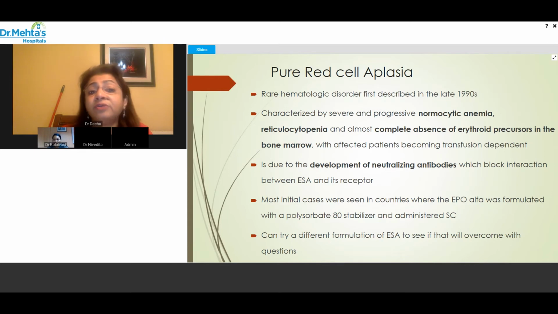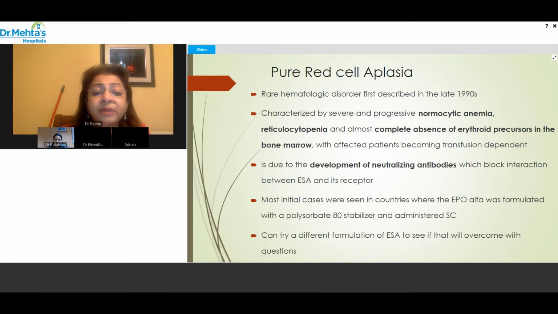It's thought to be due to the development of neutralizing antibodies that block the interaction between erythropoietin and its receptor. And most initial cases were seen in countries where the erythropoietin was formulated with a type of polysorbate stabilizer, and when it was administered subcu. Currently, there are no treatments for it because it completely blocks the receptor itself. So there is no way of bypassing the receptor.